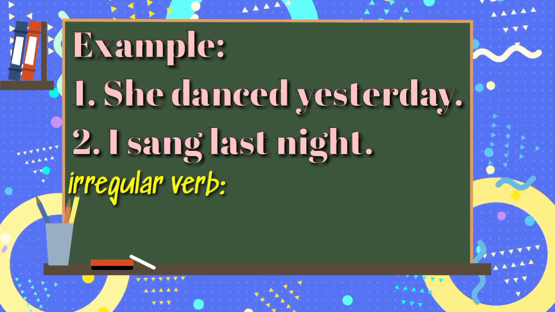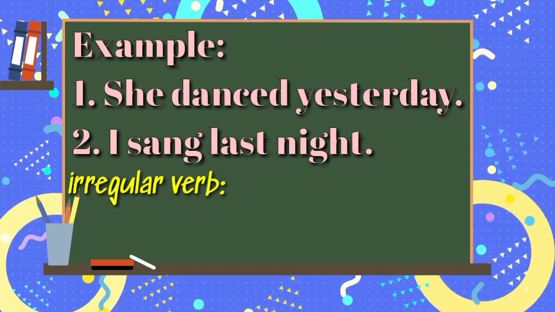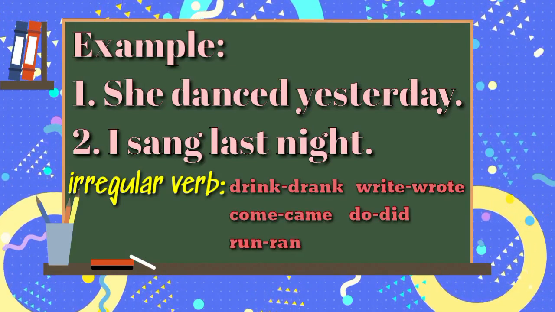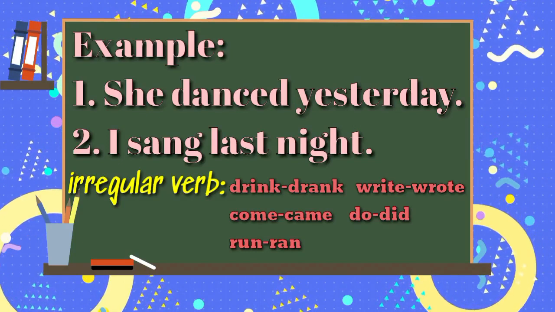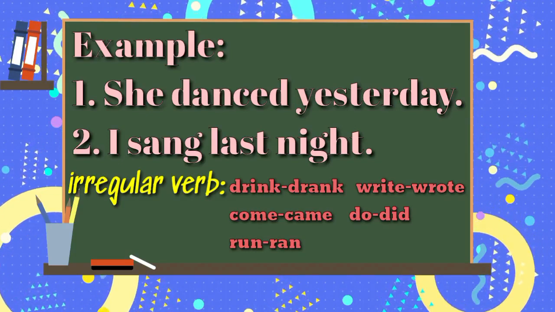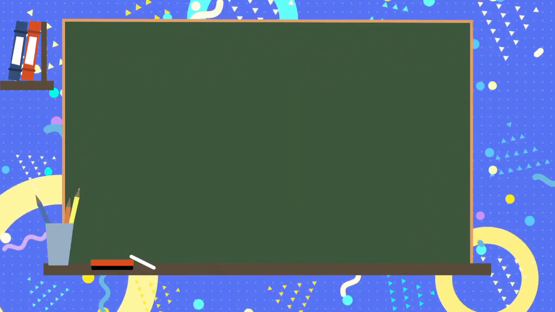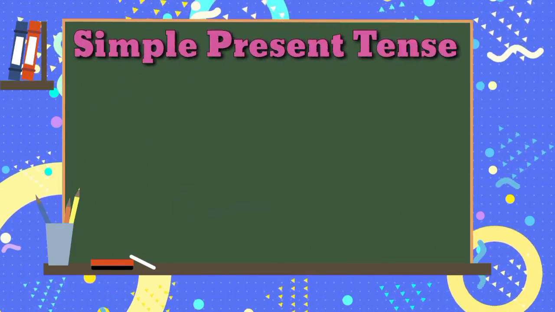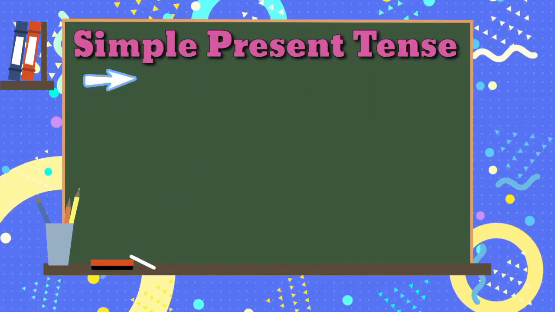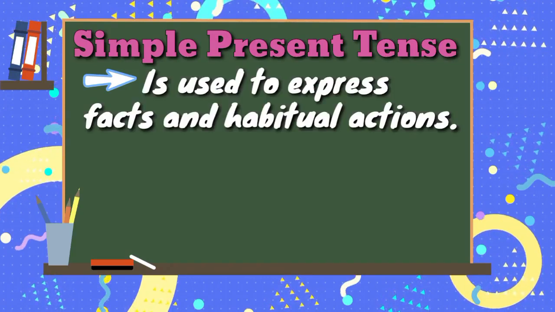The following are some examples of irregular verbs. Drink, drunk. Write, wrote. Come, came. Do, did. Run, run. Let us proceed to the simple present tense. Simple present tense is used to express facts and habitual actions.